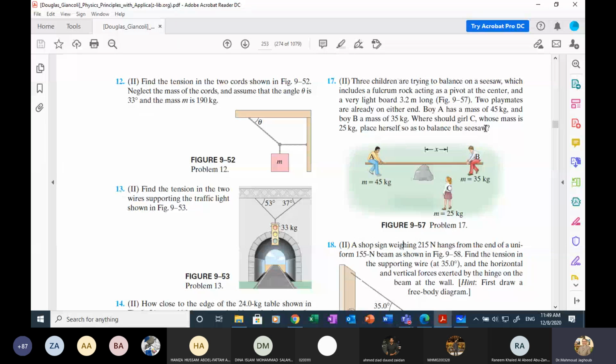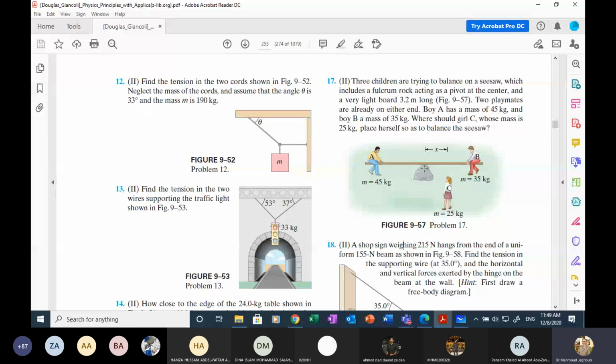Look at this. They call it the seesaw, which you see in the fairground, اللي هي مدينة الملاهي, fairground. You have two children. One has a mass of 45 kilograms on the board at the left end of the board or the beam, and the other is 35 kilograms at the right end of the beam. And now this beam, I think it has a length of 3.2 meters.